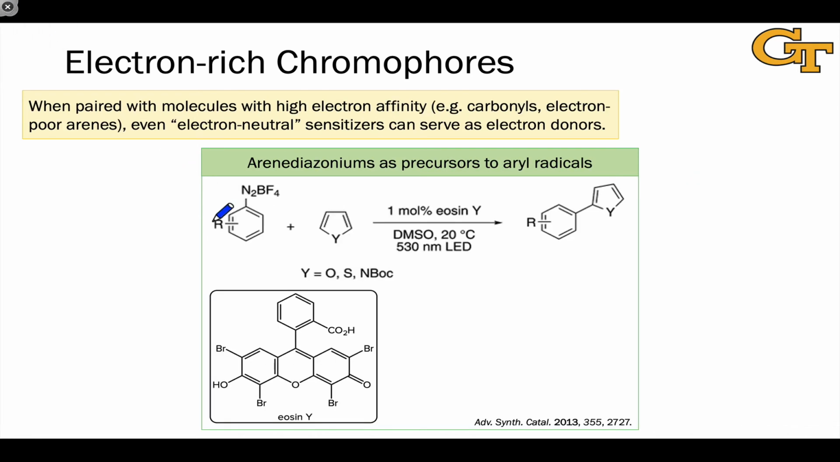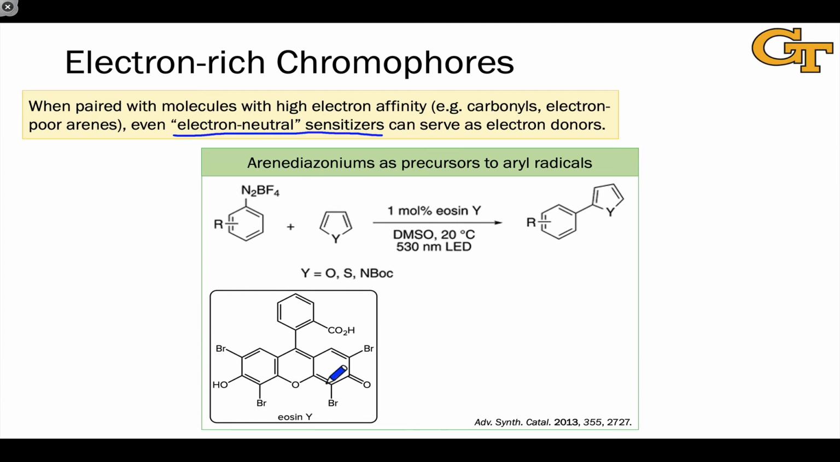In the last video, we saw amines as great intrinsic electron donors to excited states, almost regardless of the electronic situation of the excited state. The flip side of that are very electron-poor molecules, which tend to act as electron acceptors, even for what we might think of as electron-neutral sensitizers.